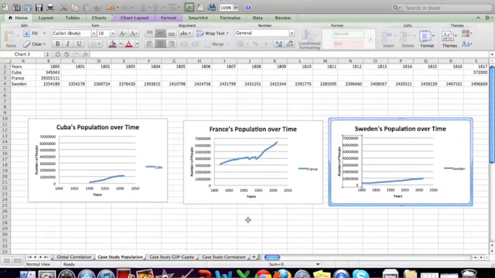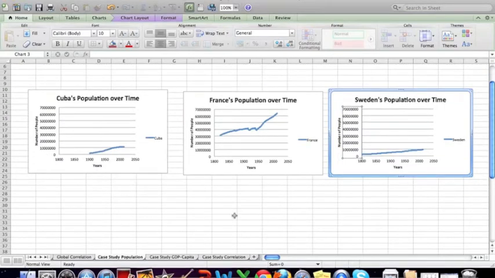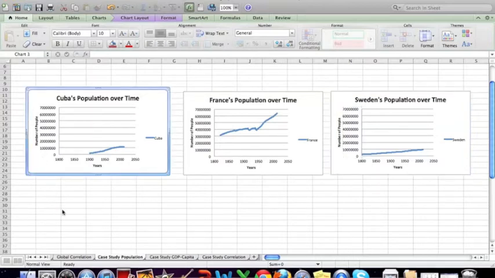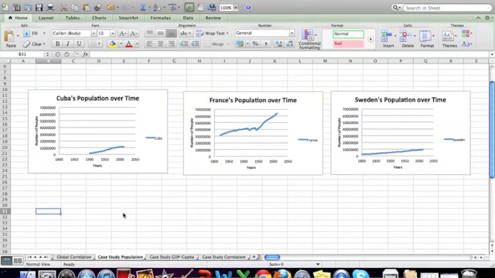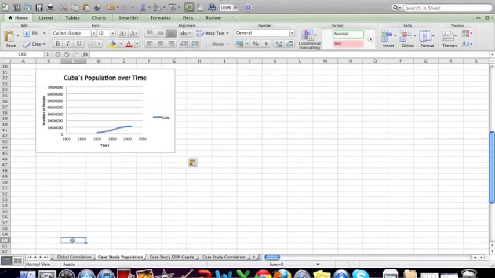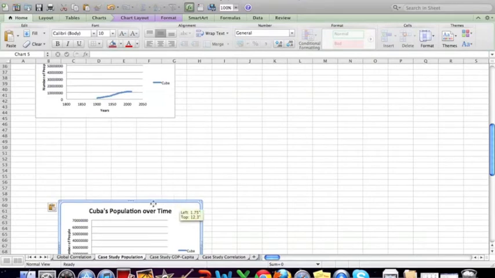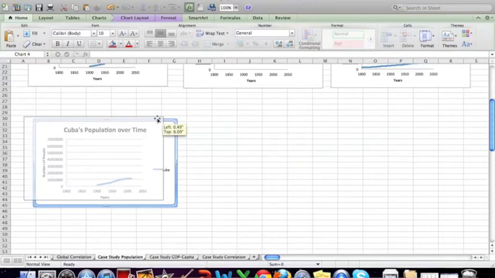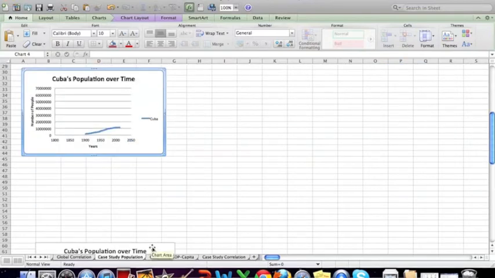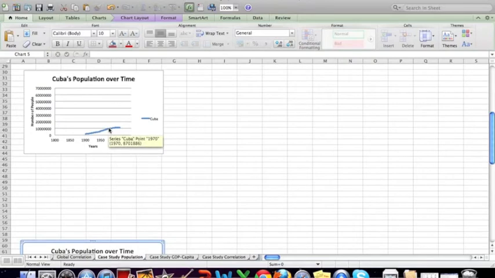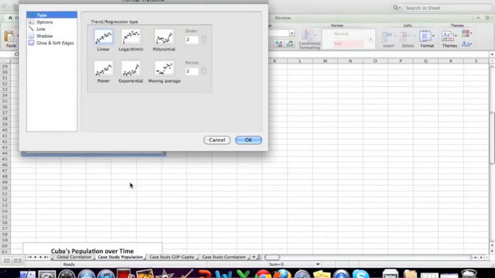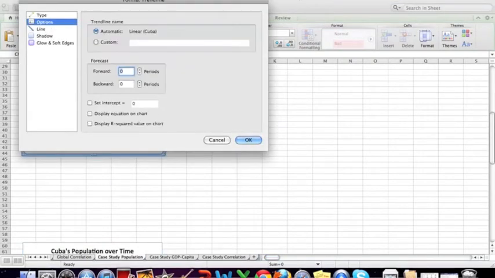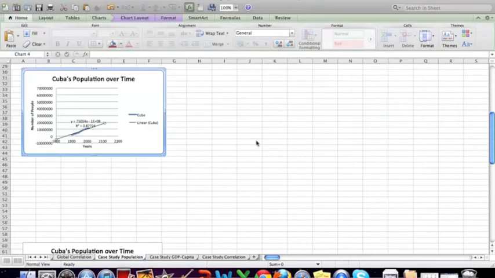Okay, so now that we're done with that, we're going to focus on Cuba, which was the case study I decided to choose. And just like we did with the global population graph, we're going to copy and paste. And I'm just going to go ahead and do this twice, because I'm going to do the linear and exponential predictions back to back this time. Okay, so first I'm going to right-click on the graph there and add trend line. Linear for this one. We want to forecast 100 years and display equation and R squared.